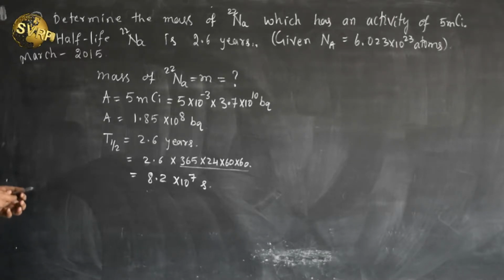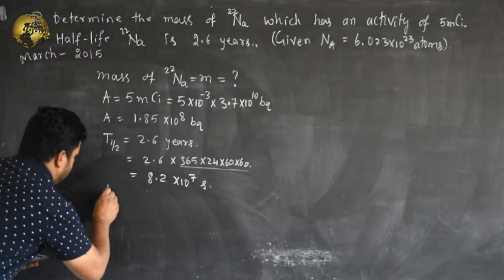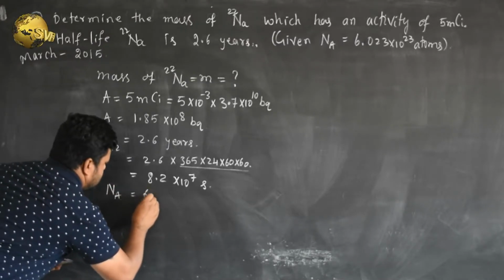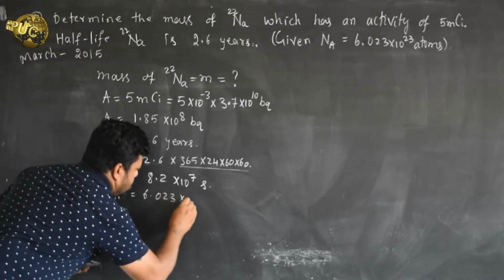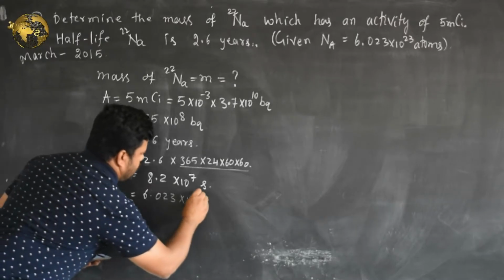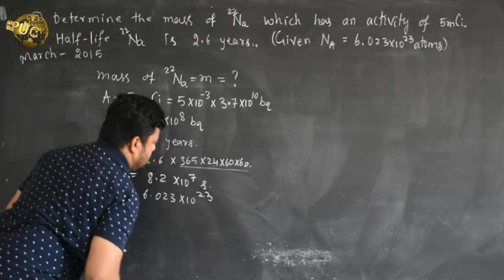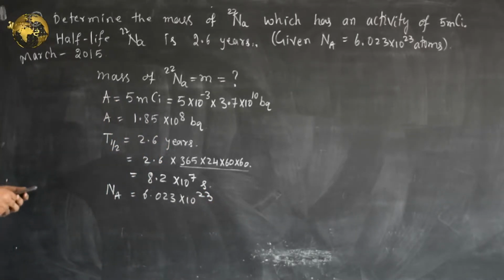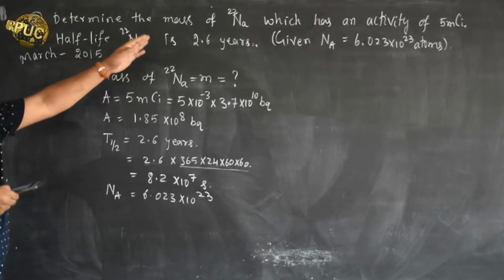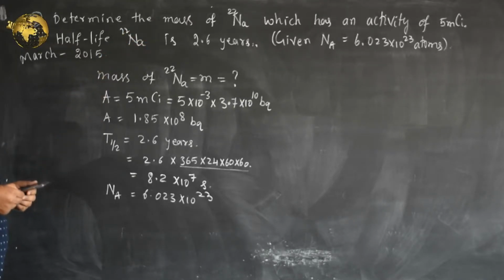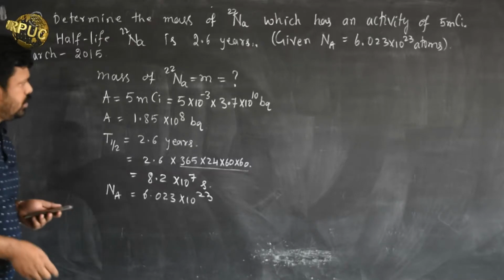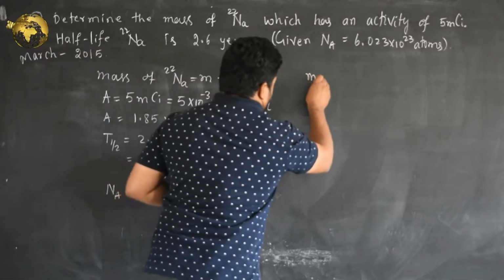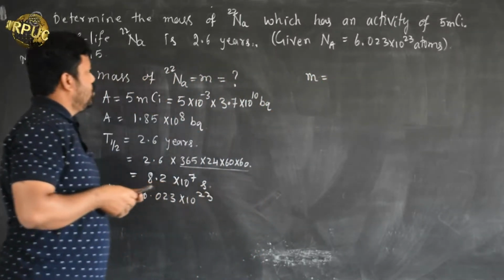Okay, this is the information given, and also Na, that is Avogadro number, 6.023 into 10 to the power 23 atoms. So we need to calculate the mass of sodium. Let us say M. We need to calculate the mass of sodium 22.